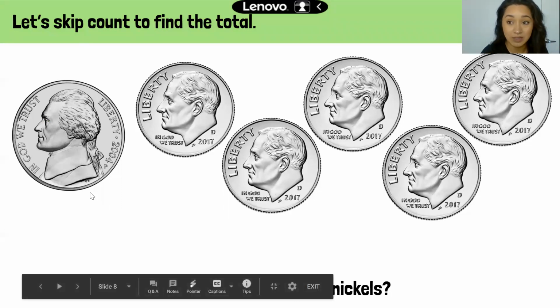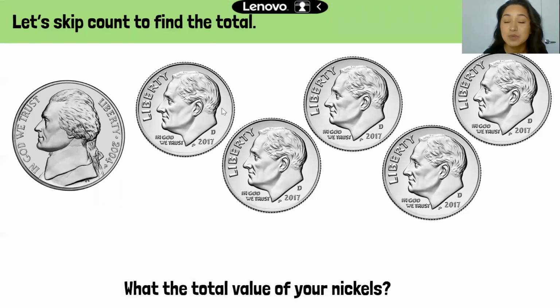How much is a nickel worth? 5, but a dime is worth 10. So we need to go from 5 and add on that dime, which is 10. So what's 5 plus 10? 15. So these 2 are 15. Another 10 is 25 plus 10, 35, 45, 55.